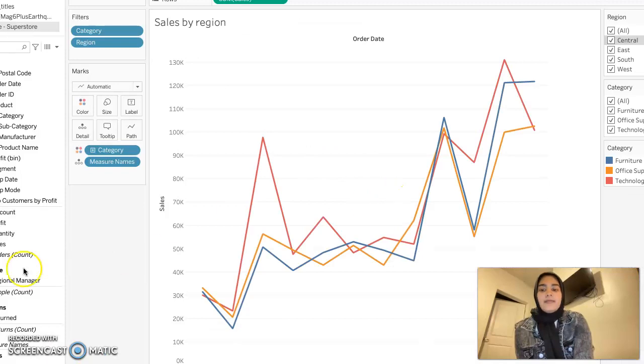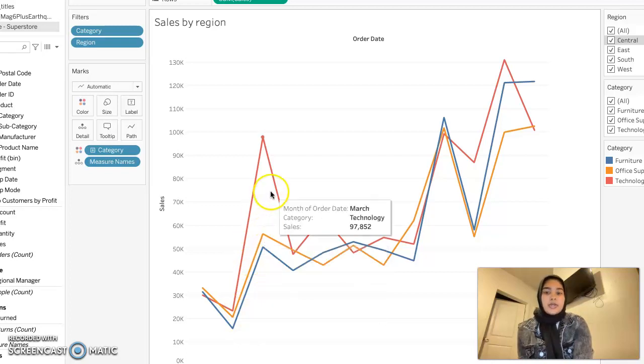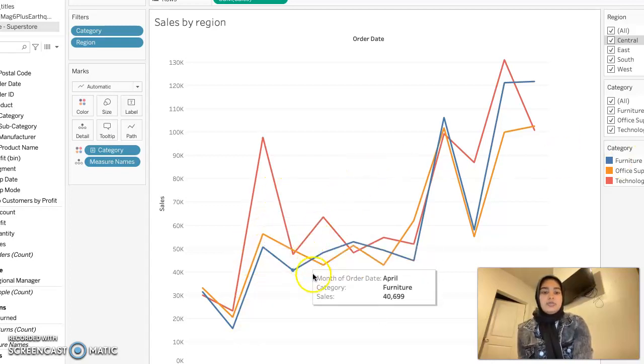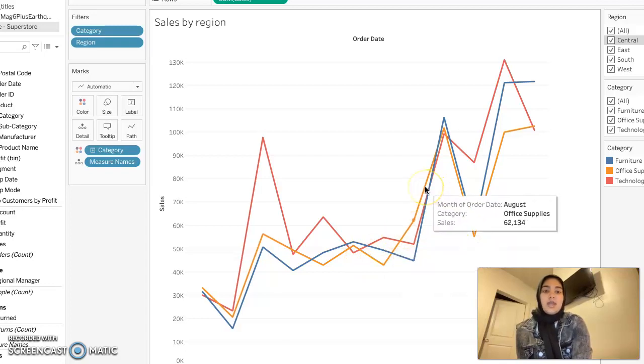First we have sales by region. If we look here, we have the profit by each region listed out in months, and this is also color coded, so we can see that furniture is blue, office supplies is orange, and technology is red. If we use the filters here on the right, we can play around.